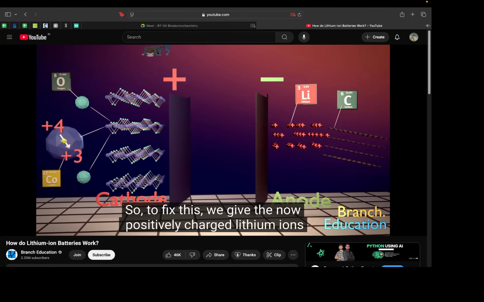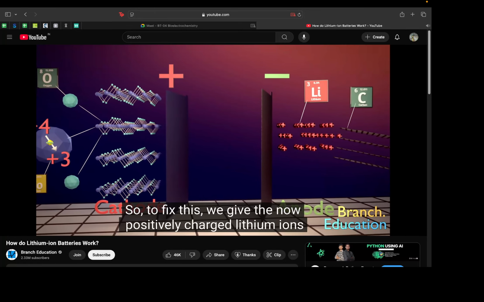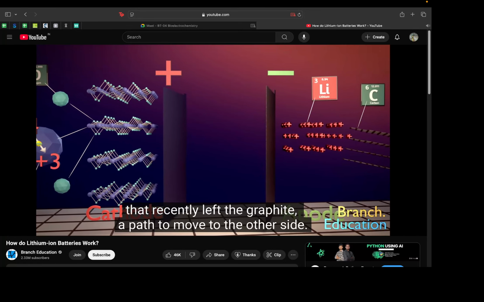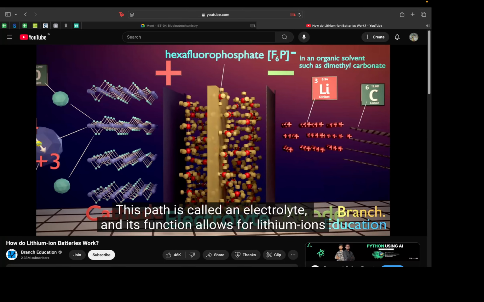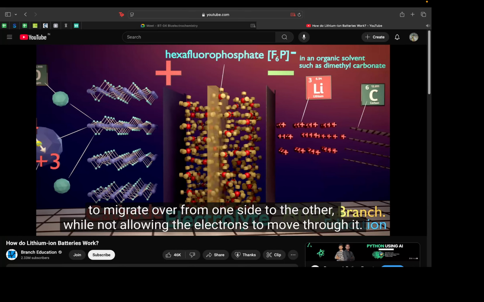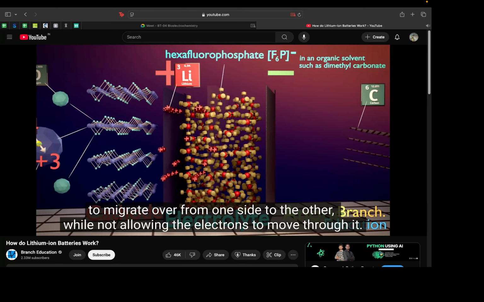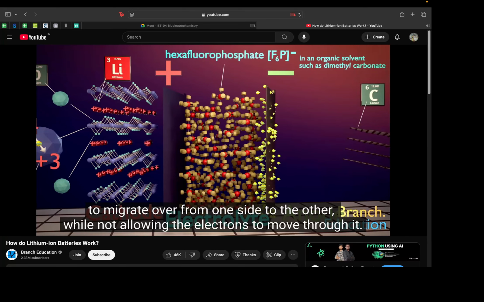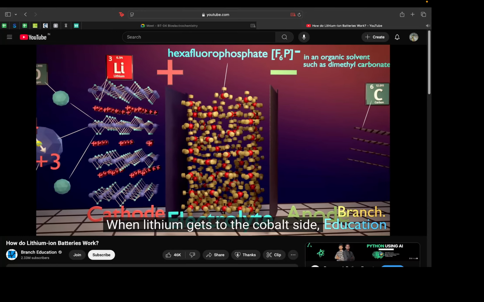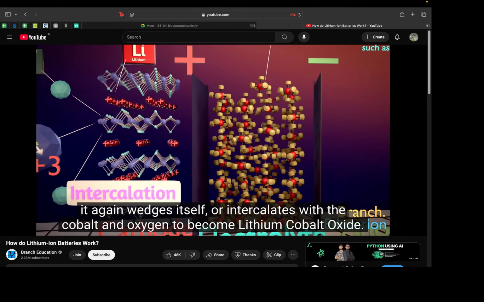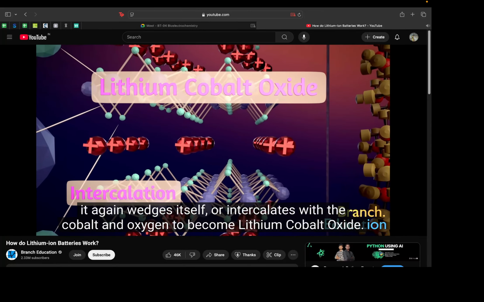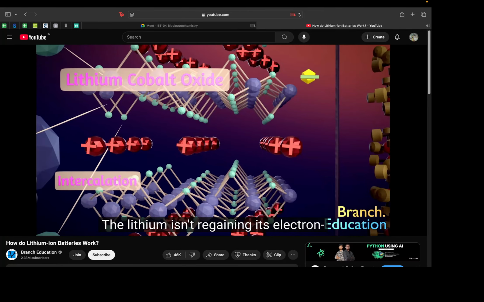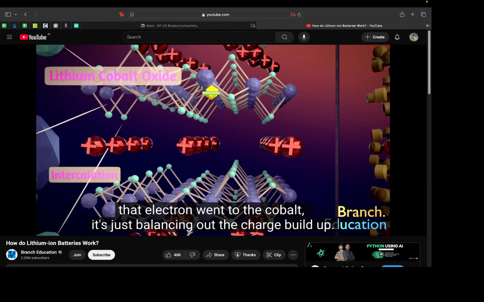So to fix this, we give the now positively charged lithium ions that recently left the graphite a path to move to the other side. This path is called an electrolyte, and its function allows for the lithium ions to migrate over from one side to the other, while not allowing the electrons to move through it. When lithium gets to the cobalt side, it again wedges itself, or intercalates, with the cobalt and oxygen to become lithium cobalt oxide. The lithium isn't regaining its electron, that electron went to the cobalt. It's just balancing out the charge buildup.